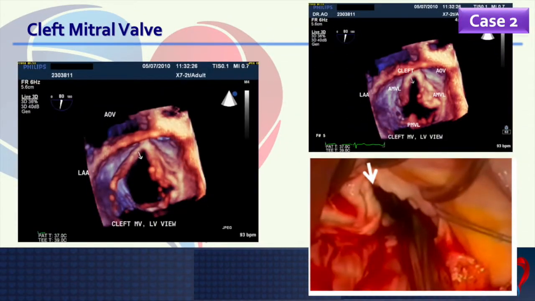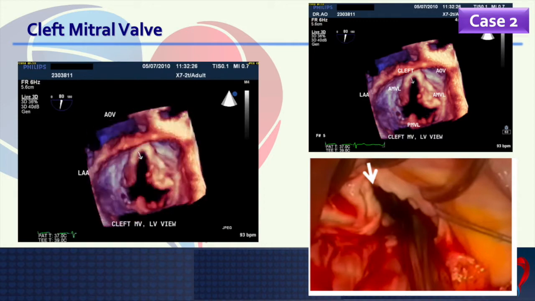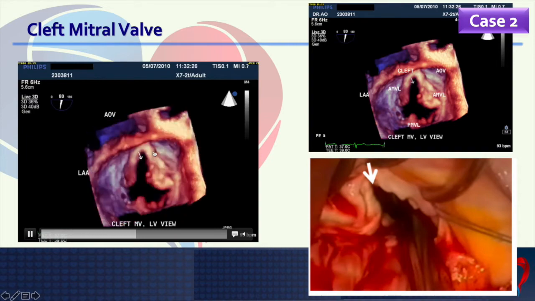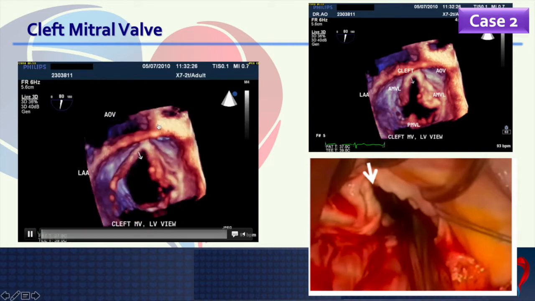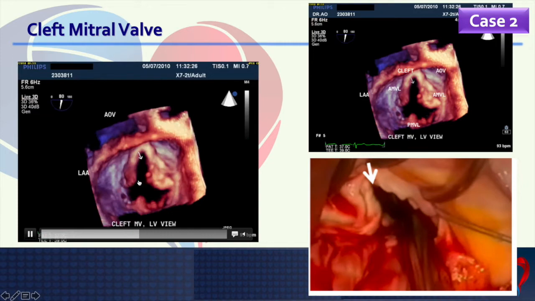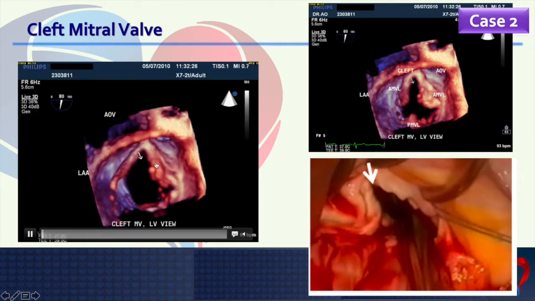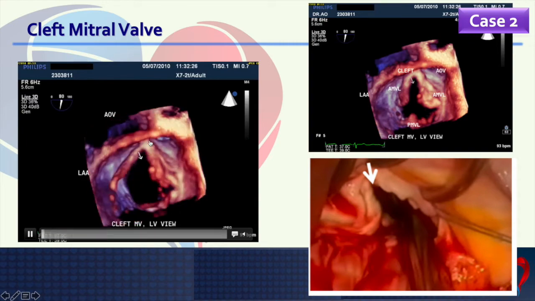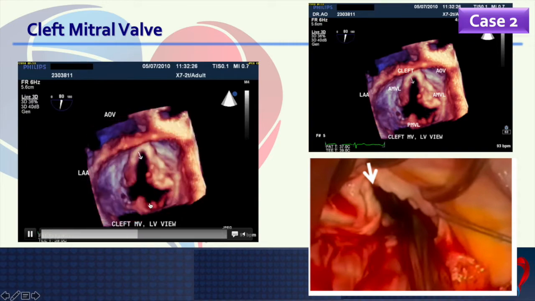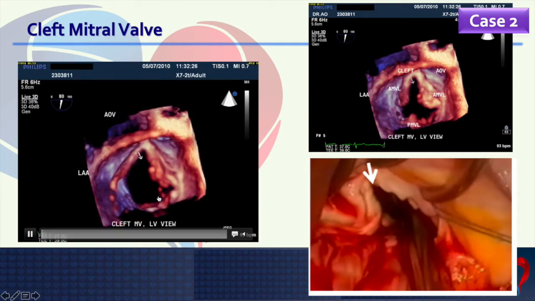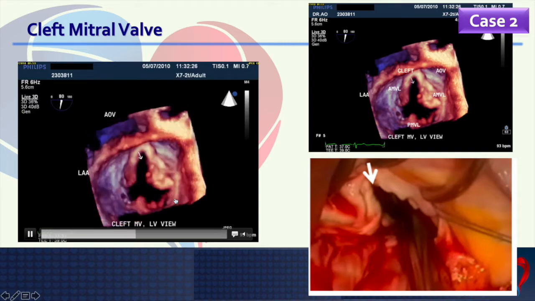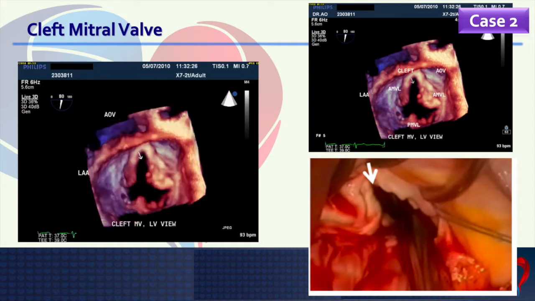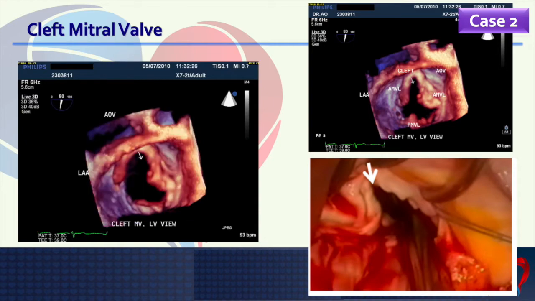This is a beautiful three-dimensional echo looking at a cleft mitral valve. This is the anterior leaflet of the mitral valve. This is the LVOT here, and the anterior mitral valve and the cleft is facing the aortic valve and the LVOT in cases with isolated cleft, while in patients with cleft in atrioventricular septal defect, the cleft will be facing the right ventricle and facing the septum.